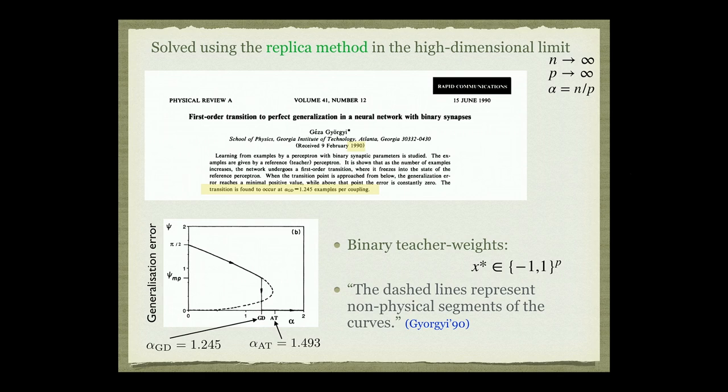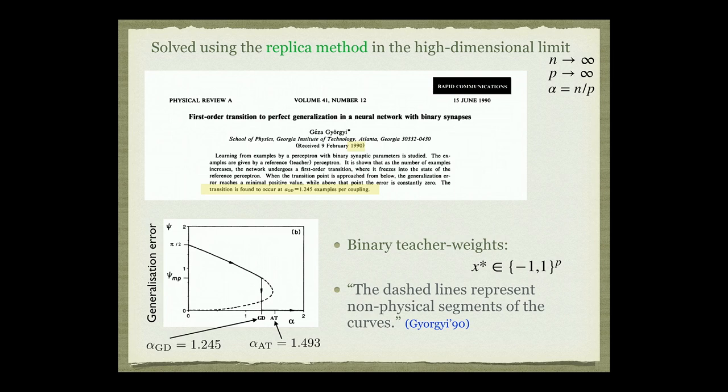So you see that when we have few samples, the generalization error is bad. When we have many samples, the generalization error is 0. So far, nothing surprising. But what's surprising is that there is a jump, that the generalization error goes discontinuously from some value to 0 at a certain point, that is when alpha is 1.245. So from a physics point of view, this means that there is a phase transition.